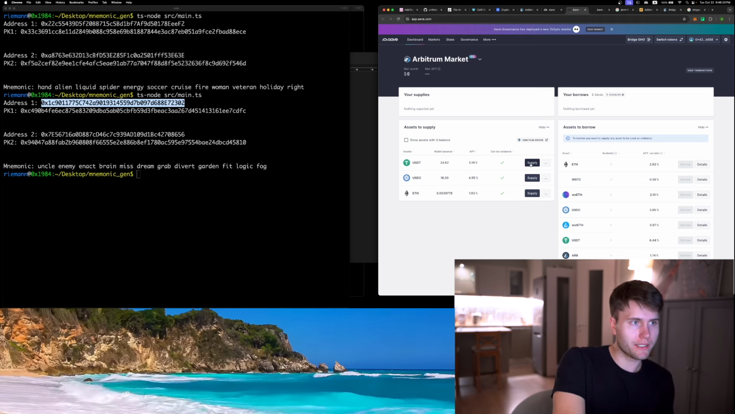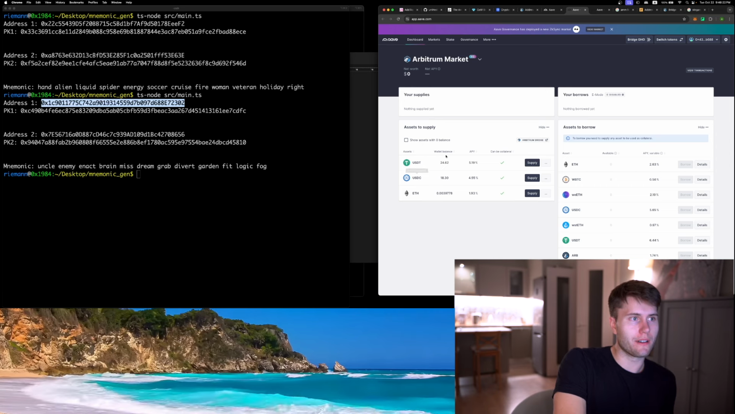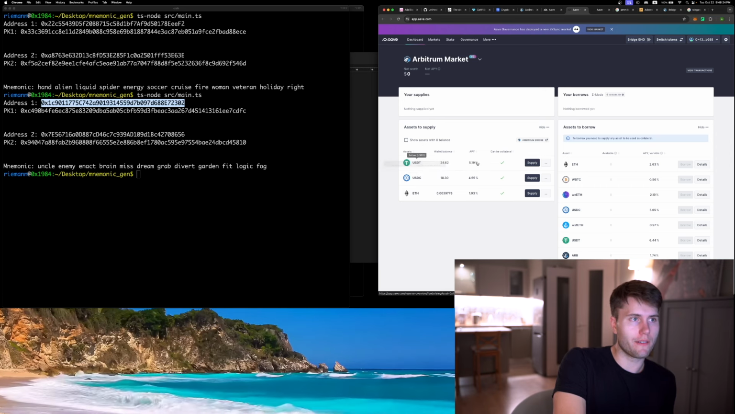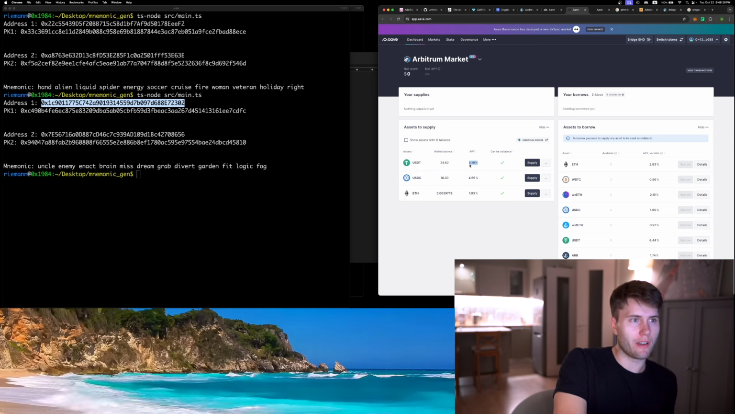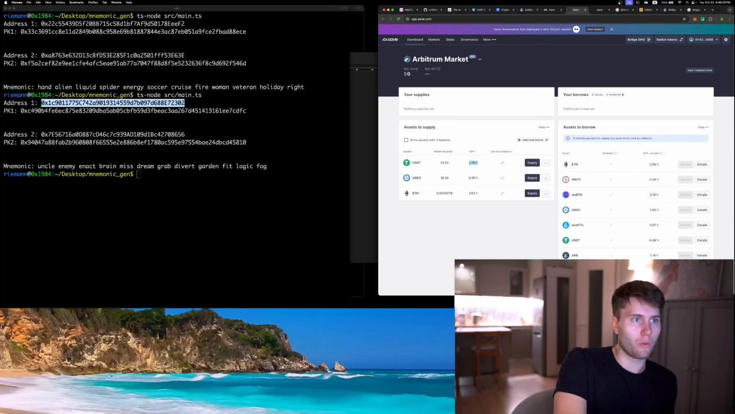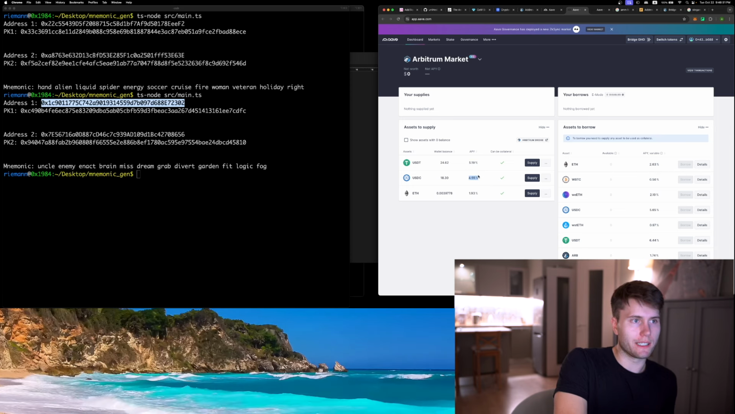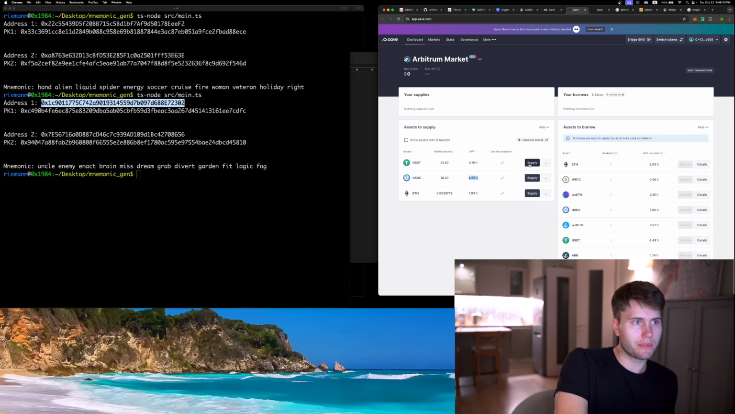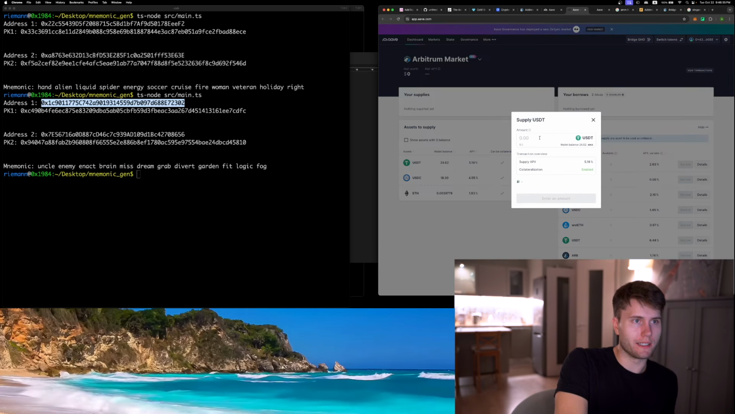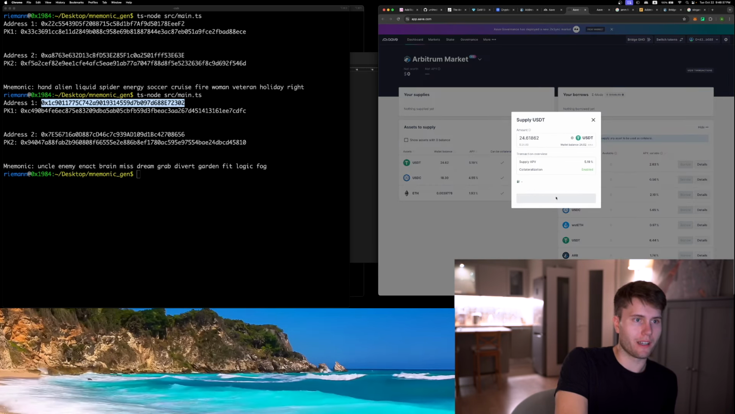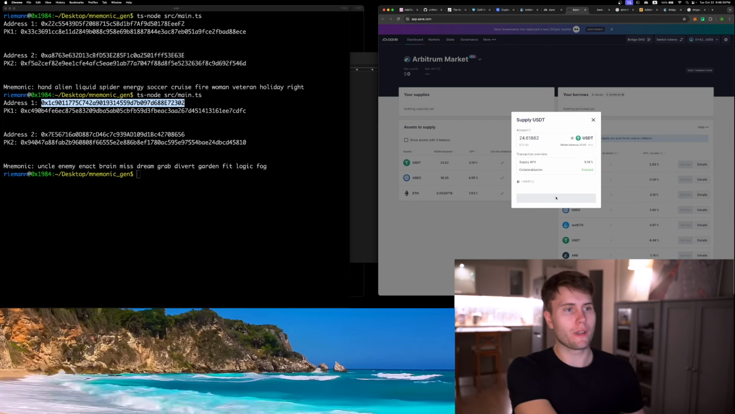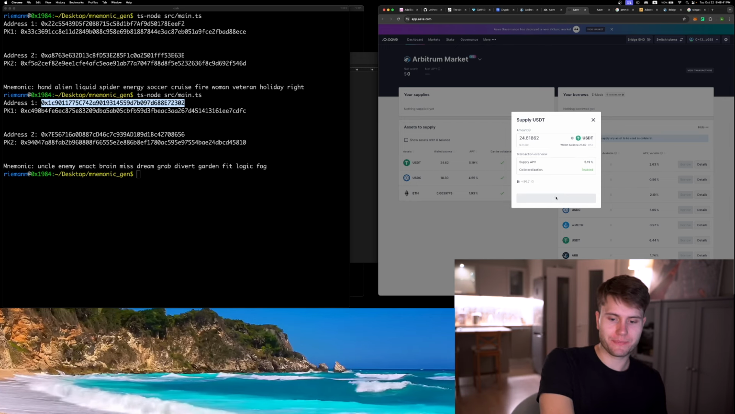So let's quickly supply. As you can see, the APY for USDT on Aave on Arbitrum is 5.19%, and for USDC it's slightly less. So let's supply some USDT. Let's just supply the max. Why not? I'm going to quickly show you how this works.